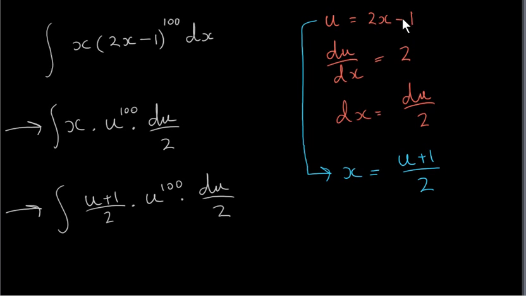u equals 2x minus 1, so rearranging this we get 2x equals u plus 1, or x equals (u plus 1) divided by 2. So we rearrange this to make x the subject. So we plug (u plus 1) over 2 in for x.